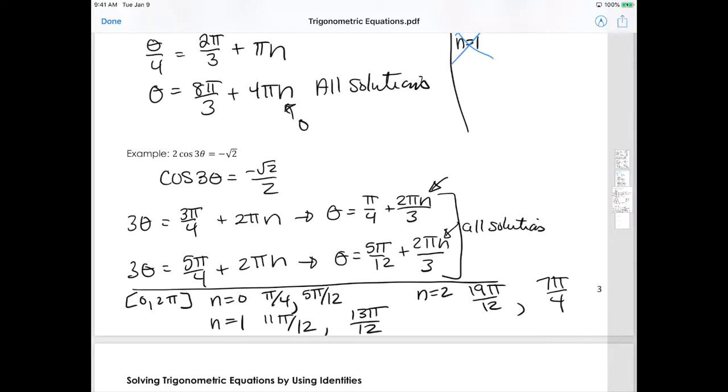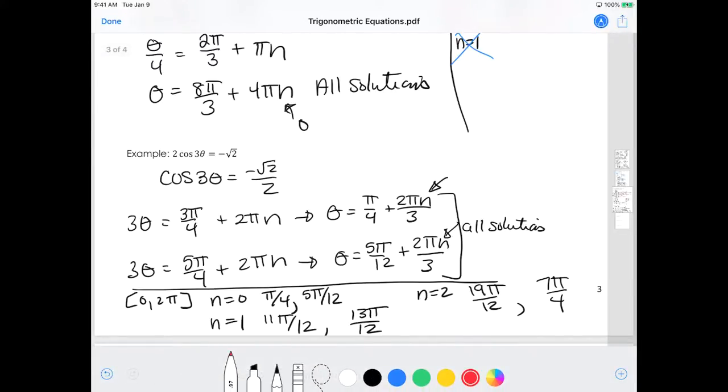When I do n is equal to 3, I'm going to plug in n is 3, and I'm going to get 6 pi in the numerator, divided by 3 is 2, so I'm going to have 2 pi. And when I take 2 pi and add it to something, that's going to go over 2 pi. So this is where I need to stop, because then it's going to go outside the interval of 0 to 2 pi. So on the first rotation, these are my 6 answers to solve 2 cosine 3 theta is equal to negative square root of 2.